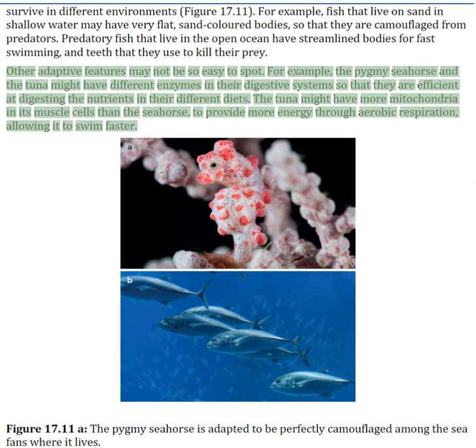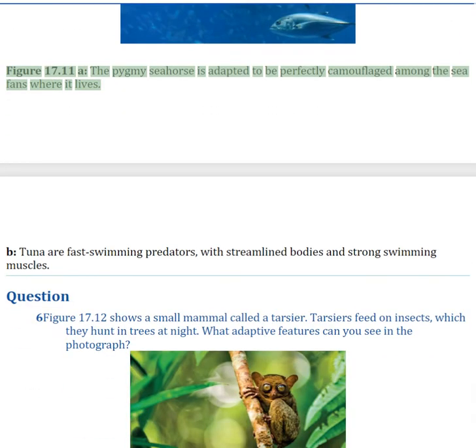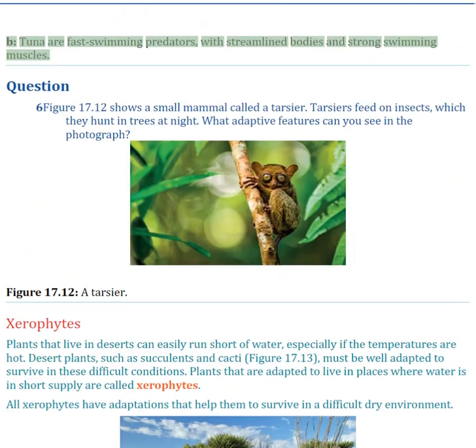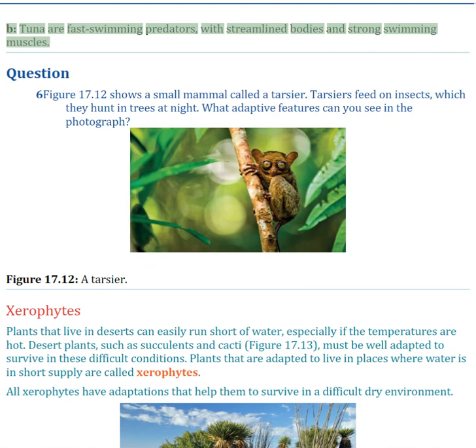Other adaptive features may not be so easy to spot. For example, the pygmy seahorse and the tuna might have different enzymes in their digestive systems so that they are efficient at digesting the nutrients in their different diets. The tuna might have more mitochondria in its muscle cells than the seahorse to provide more energy through aerobic respiration, allowing it to swim faster. Figure 17.11: A. The pygmy seahorse is adapted to be perfectly camouflaged among the sea fans where it lives. B. Tuna are fast-swimming predators with streamlined bodies and strong swimming muscles.